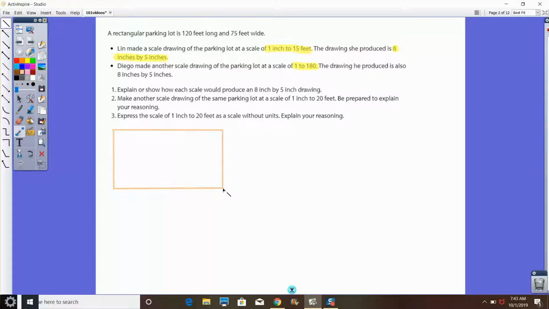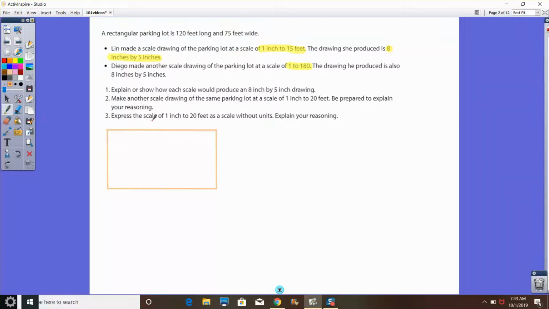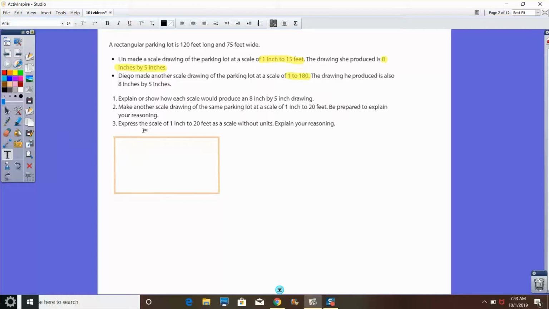And here's our rectangle. This particular drawing is based on a real life distance of 120 feet long and 75 feet, right? So let's say this distance right here is 120 feet. I'll use my text tool. And then this is 75 feet. Now with 1 inch being 15 feet, we can figure out how long the drawings that Lynn would make based on this, right?